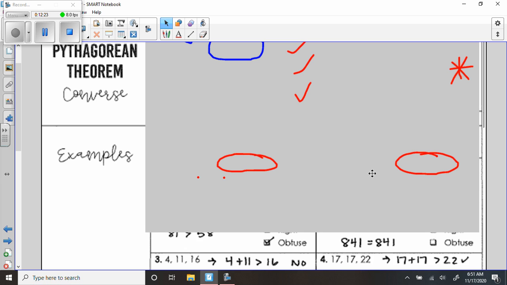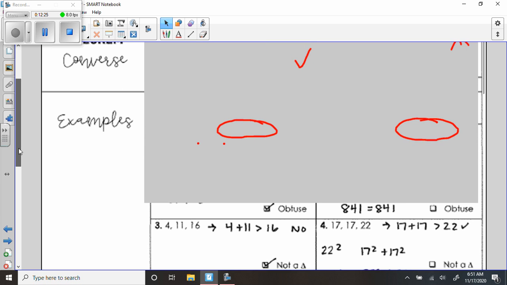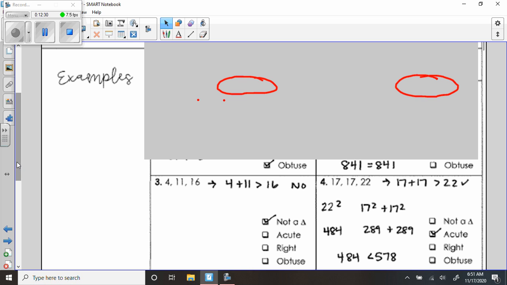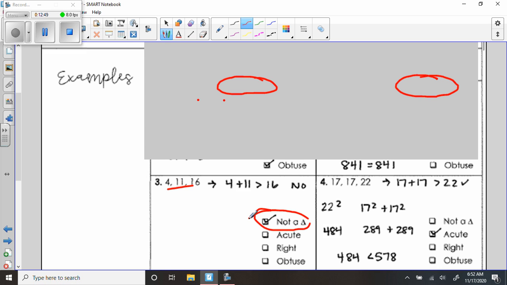All right, let's look at number 2. Or I'm sorry, 3 and 4. 3 is where you are, hopefully you catch this. Since 4 plus 11 is not bigger than 16, you cannot do anything. You just say 4 plus 11 is 15. It's not bigger than 16. This isn't even a triangle. So you can stop there. That's why we check it before we even check to see what triangle it is. It's not even a triangle.